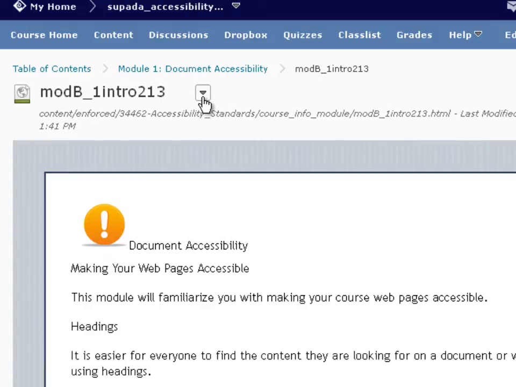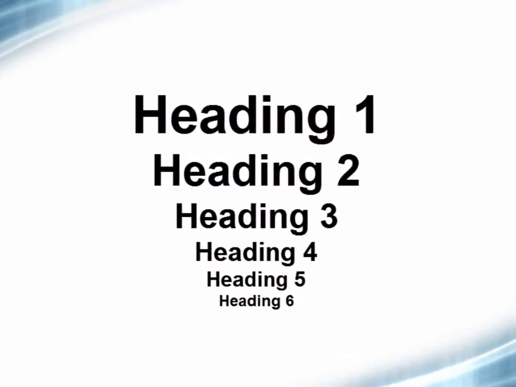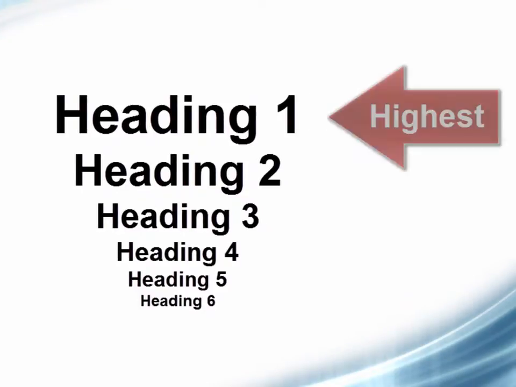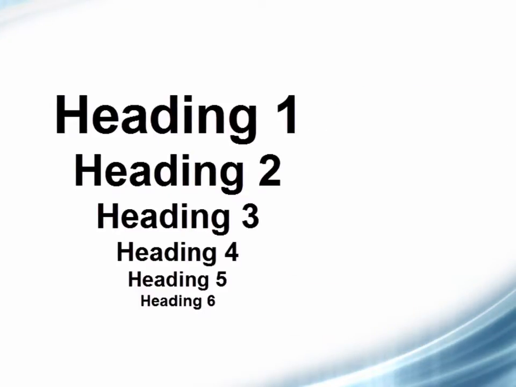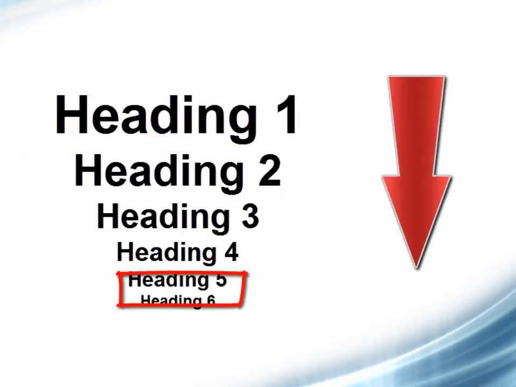Choose the Edit tool from the Actions menu. There are 6 levels of headings. Heading 1 through 6. Heading 1 represents the highest level and 6 represents the lowest. It's important to use headings in the proper descending order.